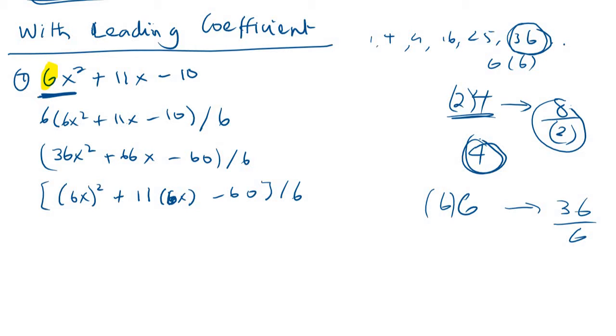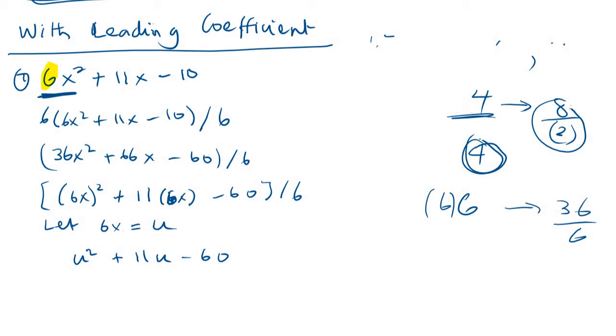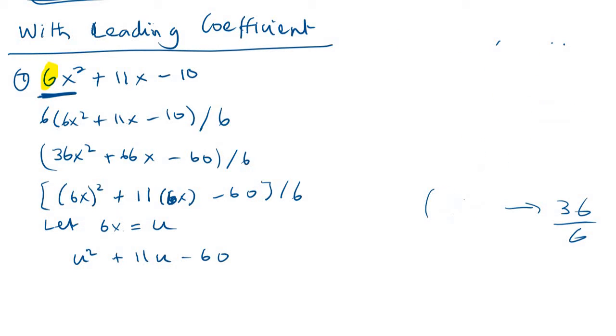So I'm ready now to replace, to let 6x be u. It will be u squared plus 11u minus 60. Don't forget, we're going to divide by 6 later. I'm just dealing with the inside right now. I want to do the inside first and then divide my answer by 6.